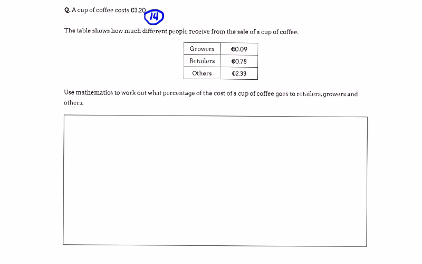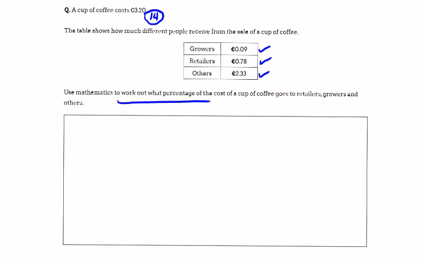In assessment item number 14, we have a cup of coffee costing €3.20. The table below shows how much different people receive. And does this add up to €3.20? We have 87 and 233, it does. So the growers 9 cent, retailers 78 cent, and others 233.